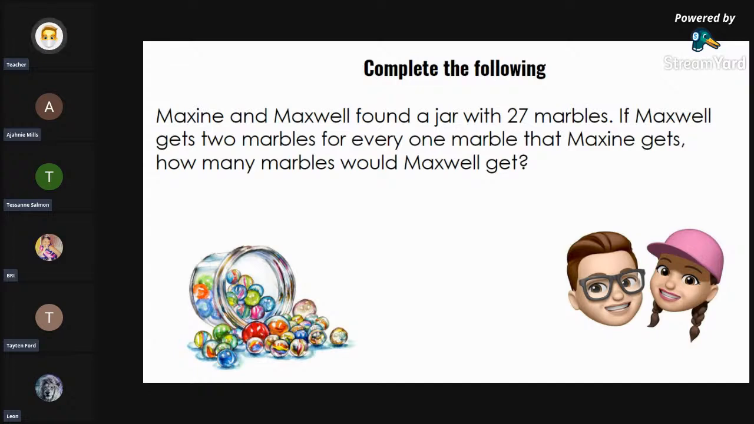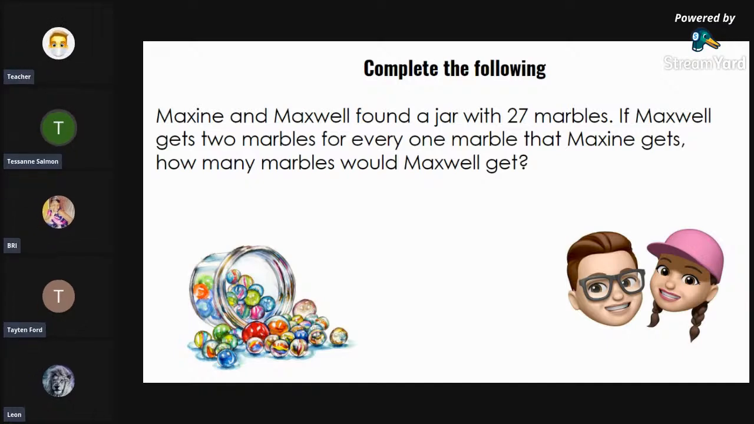Interesting. I love your thinking on that and how you're processing that information from the question. Did you get a chance to put it on the board? Yes, sir, but it was a bit messy because I didn't get to make it properly. All right, cool. We'll take that he got 18 and Maxine would have gotten 9. Good thinking there. Love the approach as well. Thank you very much. Well done.